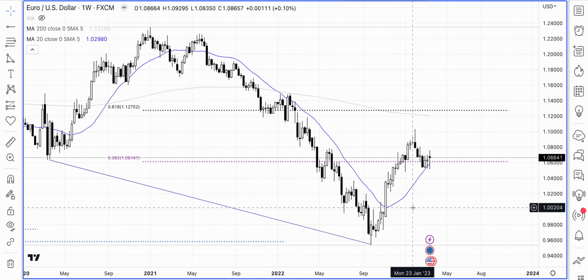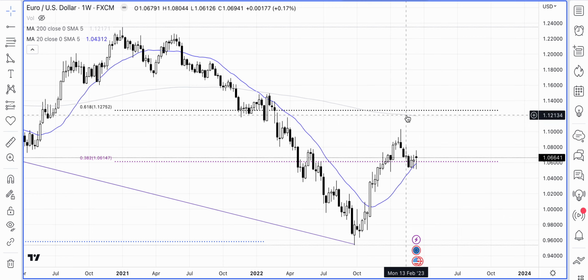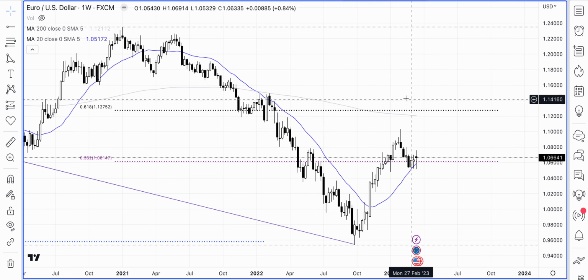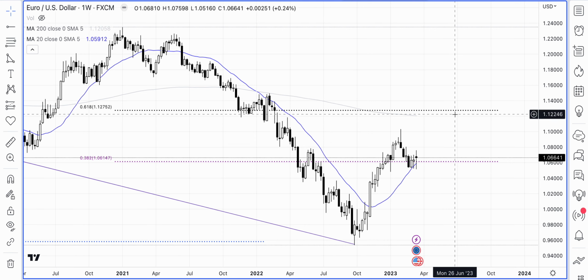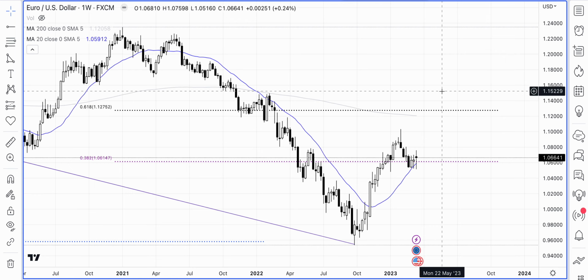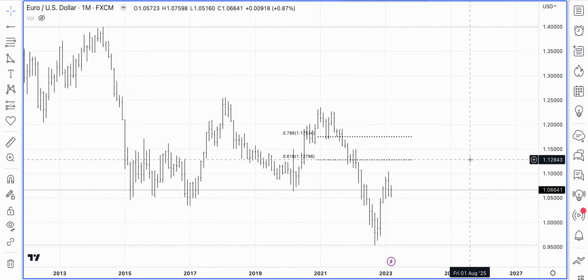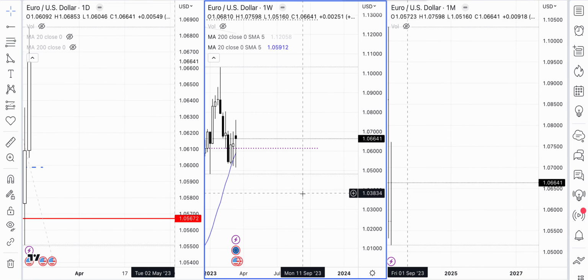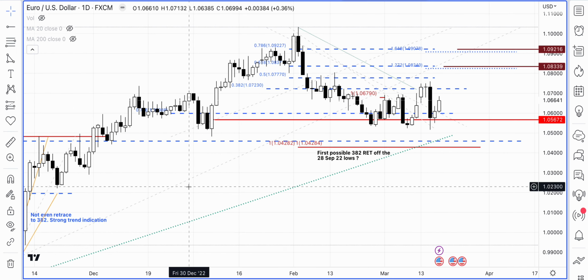If we take a look on the weekly basis, the price did close above the 20 week moving average. However, it's still below the 200 week moving average, so it's consolidating this area. The momentum remains on the bearish side just based on the moving averages. However, on the upside here, the 61.8% retracement comes around the 1.128 level. That's the level on the weekly chart. On the monthly chart, I think we'll stick to the daily and weekly for our analysis for the moment.